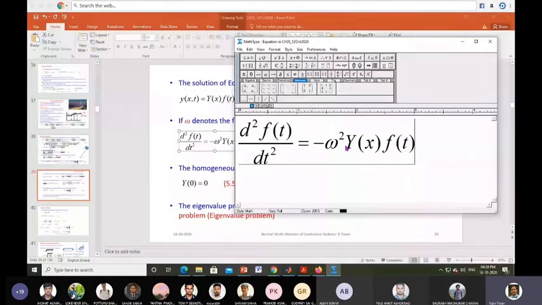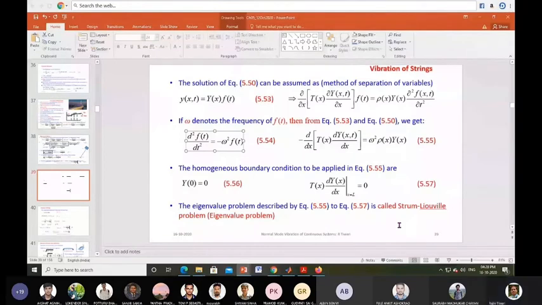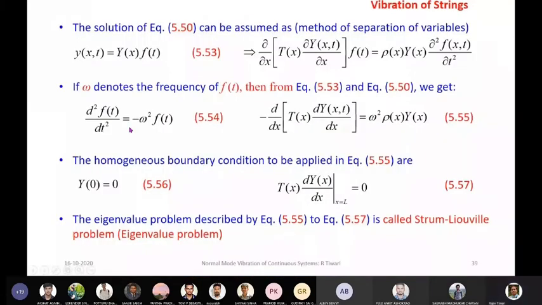So if we equate to a negative quantity, we'll get this as a harmonic function. So that will give us the harmonic motion. And when we equate the x dependent terms to omega minus of omega, we'll get this. So minus, I'm taking this side. So if you see the form of this equation, now it is an ordinary differential equation.